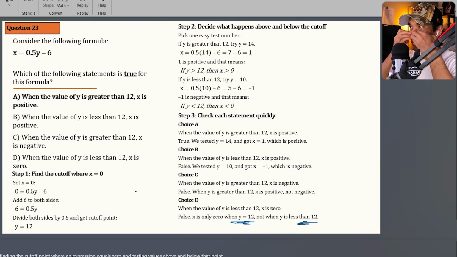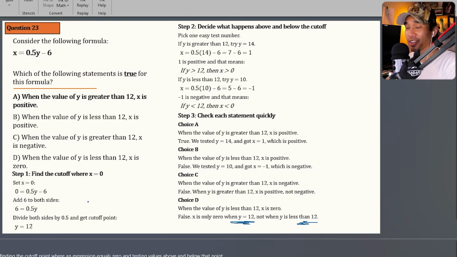So what I want you guys to do is screenshot everything, but study this right here to figure out this question, because I am used to graphing this. And I will link videos of me graphing these equations. But I am used to graphing these equations, not finding the cutoff, identifying the cutoff, finding out what happens above and below the cutoff, and then testing each statement for them being true or false. I'm not used to this, okay?